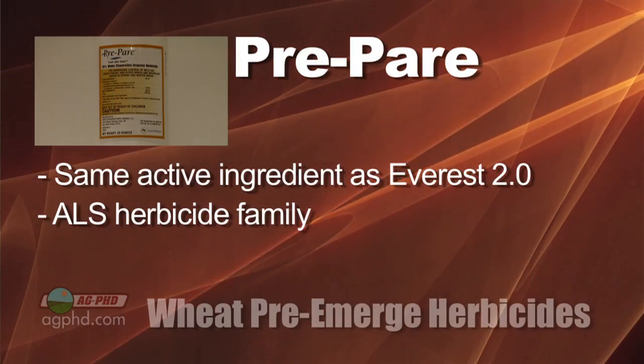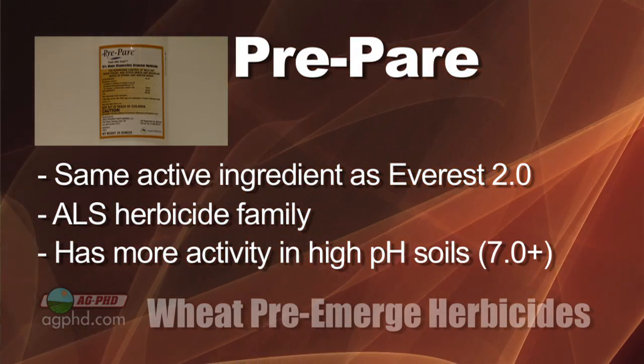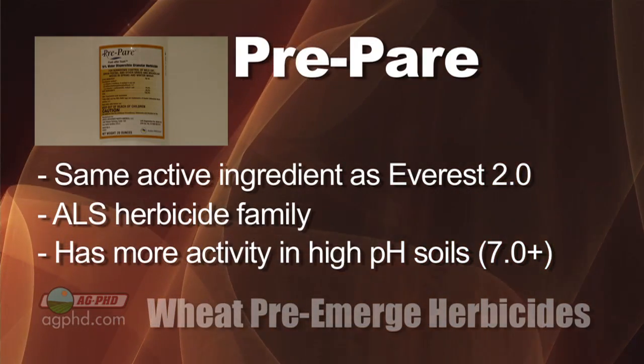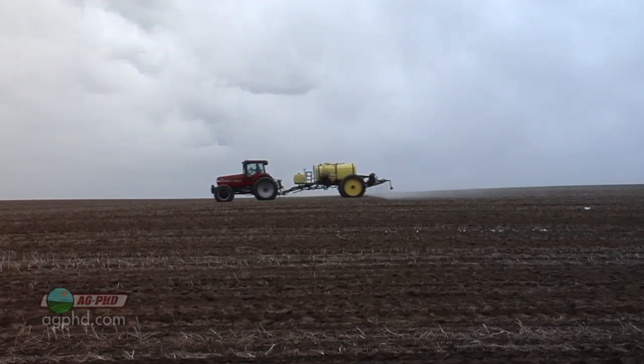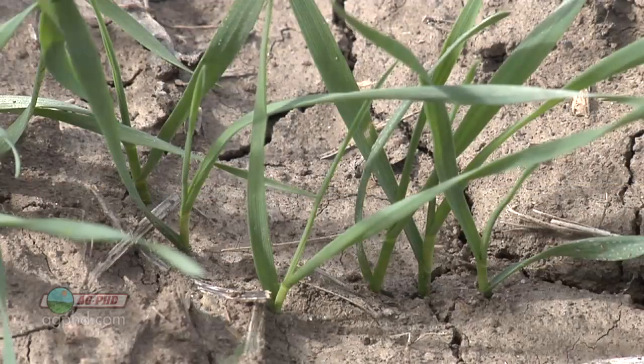Okay, here's the good and the bad with Prepare. It has more activity in higher pH ground. So if you have a soil pH that's consistently 7 or over, a lot of times you can get by as a farmer with 0.2 ounces per acre, and you can get the same effectiveness as the farmer who's got, let's say, a 6.0 pH using a 0.3 ounce per acre rate.